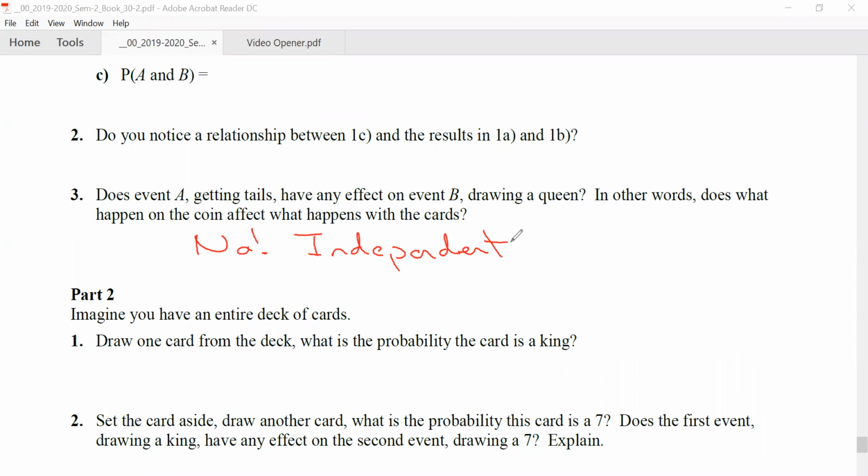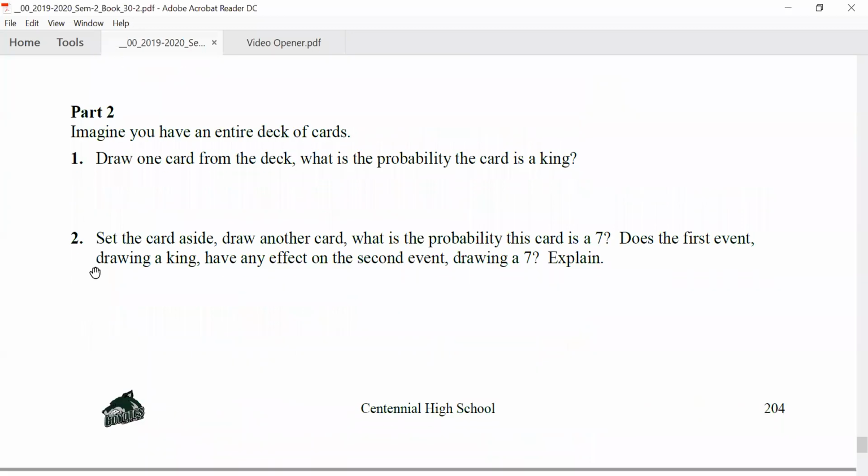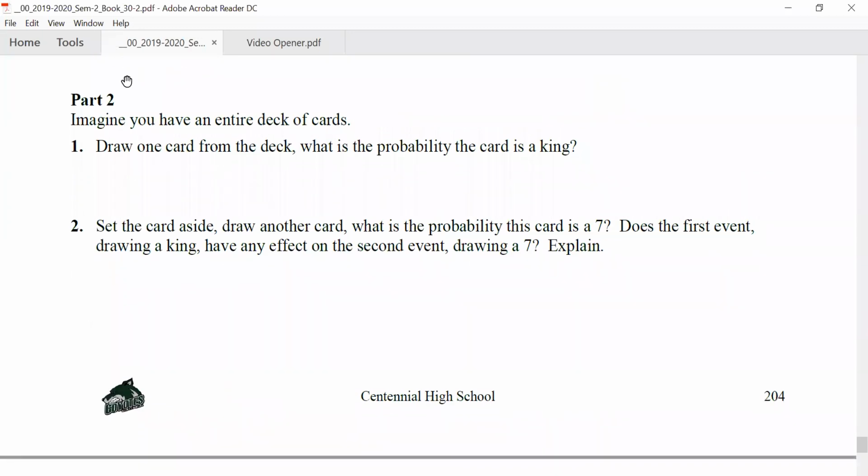Alrighty. Important question right there. Let's keep going. Part 2. Imagine now I give you the entire deck of cards. And I say draw one card from the deck of cards. Determine the probability the card is a king. Okay, probability it's a king. Well, I remember that there are 52 cards in a deck, and there are 4 kings. So I could do this as well, 1 out of 13.